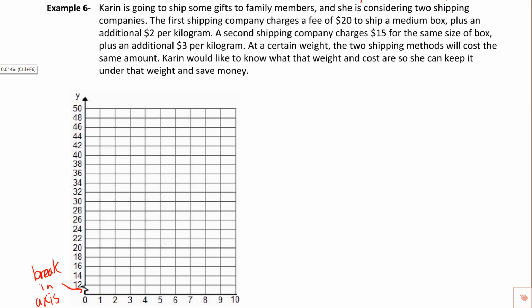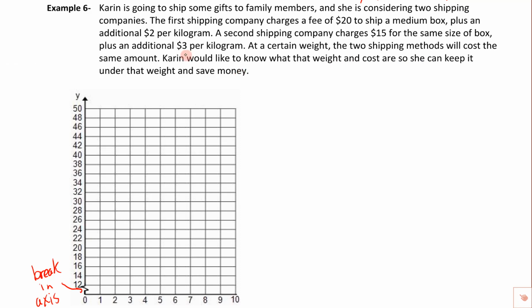So it says Karen is going to ship some gifts to family members, and she is considering 2 shipping companies. The first shipping company charges a fee of $20 to ship a medium box, plus an additional $2 per kilogram. And the second shipping company charges $15 for the same size box, plus an additional $3 per kilogram. At a certain weight, the 2 shipping methods will cost the same amount. Karen would like to know what that amount is and the cost so she can keep it under that weight and save money.